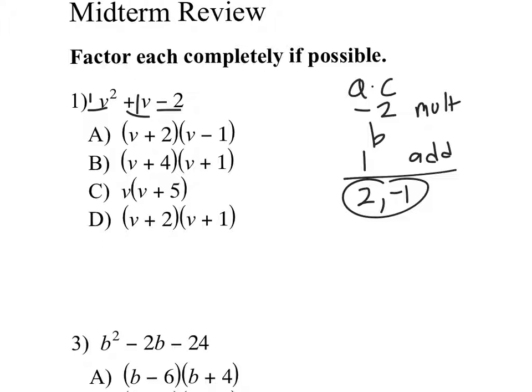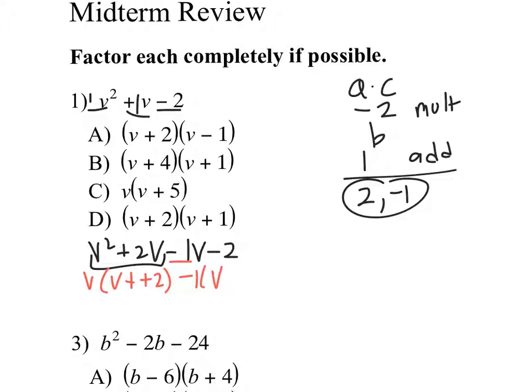Okay, that means that we'd have v squared plus 2v minus 1v minus 2. My first two have a v in common, leaving us with v and a plus 2. And for my second two, I can take the minus 1 out, leaving me with v plus 2 as well. That gives me a v plus 2, that's fun. A v plus 2, and the leftovers would be v minus 1, which happens to be a.